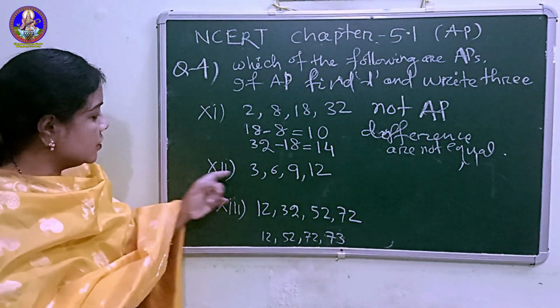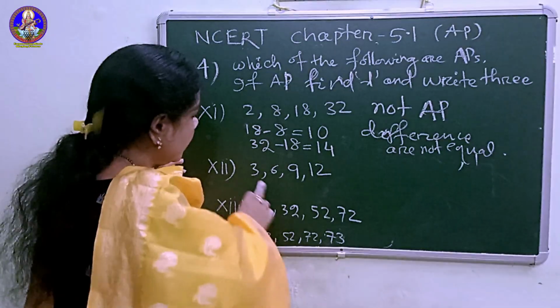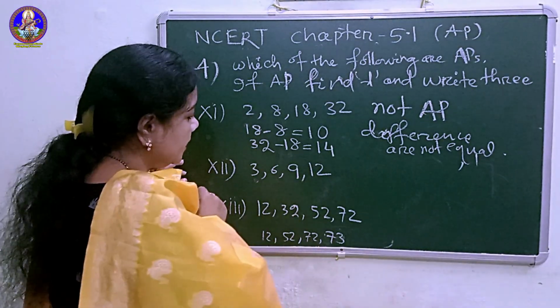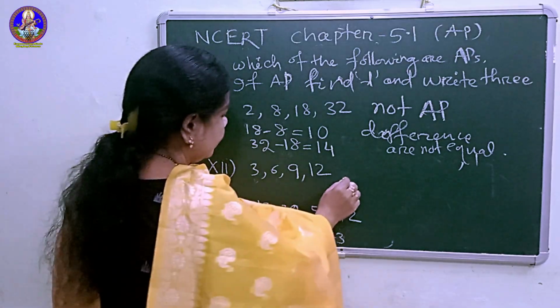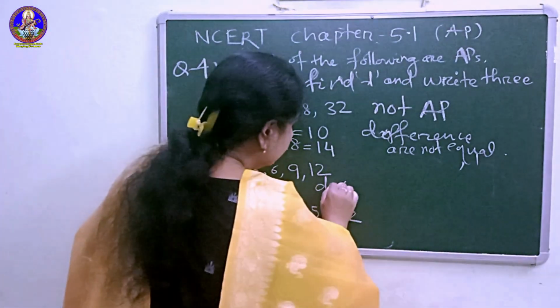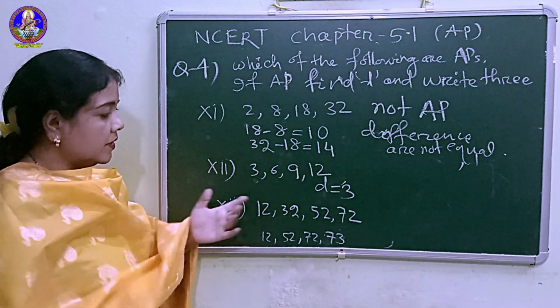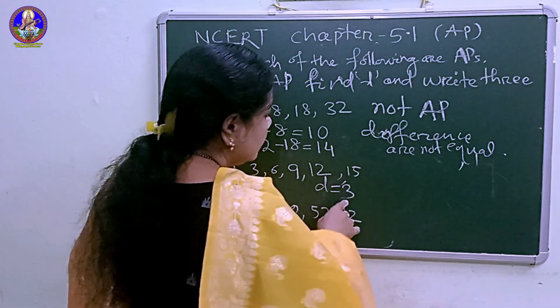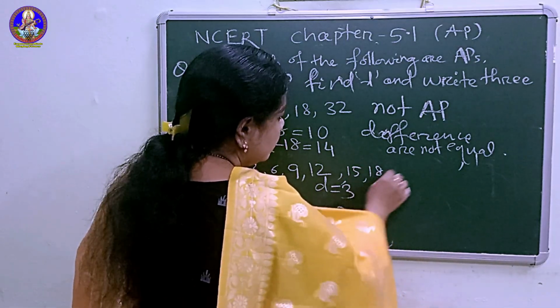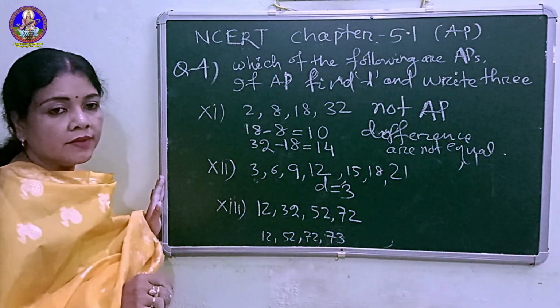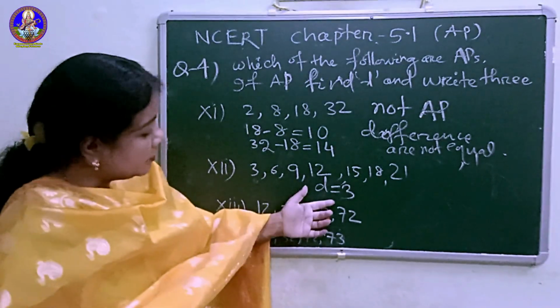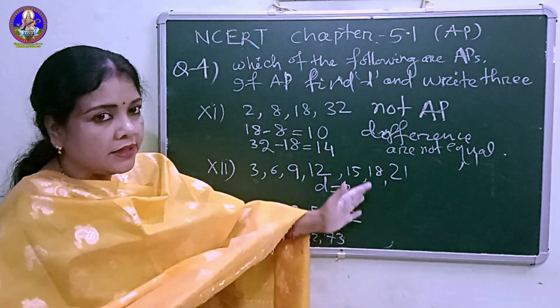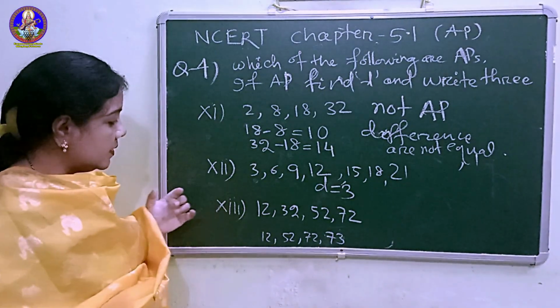Similarly, come to solve this question, part XII: 3, 6, 9 and 12. Here the common difference is 3. Here D is equal to 3. Very simple, you can find the next terms: 12 plus 3 is 15, 15 plus 3 is 18, 18 plus 3 is 21. The common difference is 3 and the next terms are 15, 18 and 21.